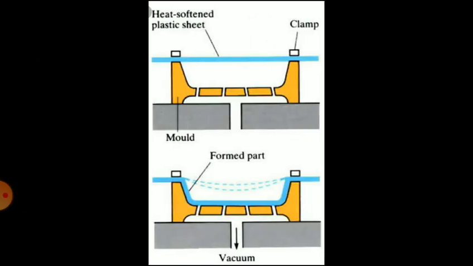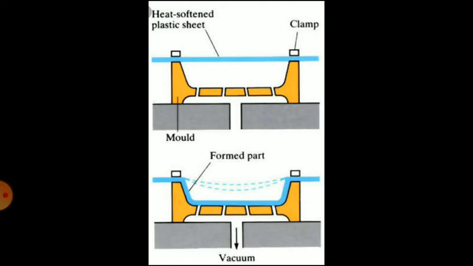In another diagram, you can see at the top a heat-softened plastic sheet is placed and clamped, and in the next diagram the air is evacuated from the bottom holes, called the vacuum holes, so that the sheet gets pulled tightly against the mold walls, and then that sheet is removed after cooling and solidification.